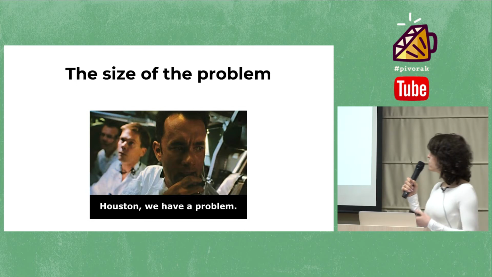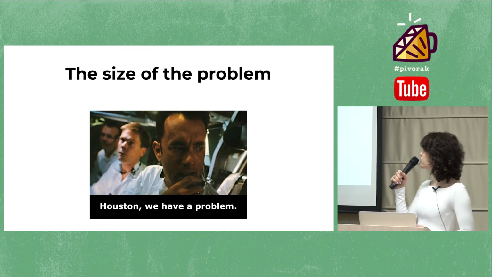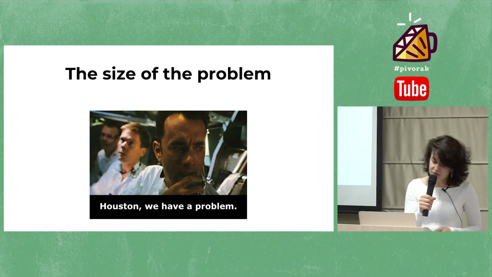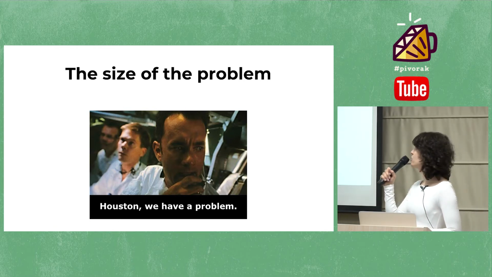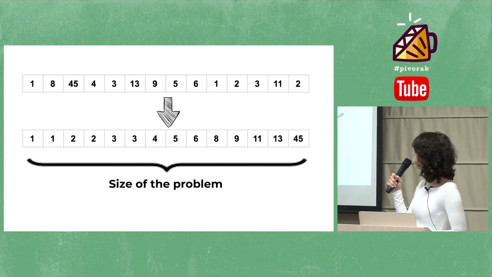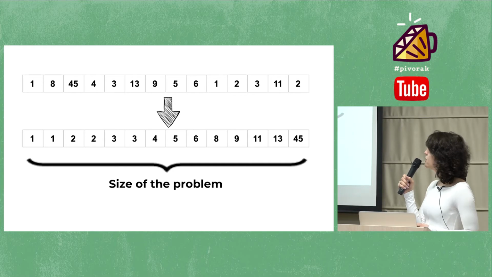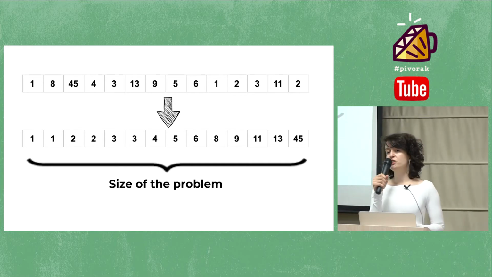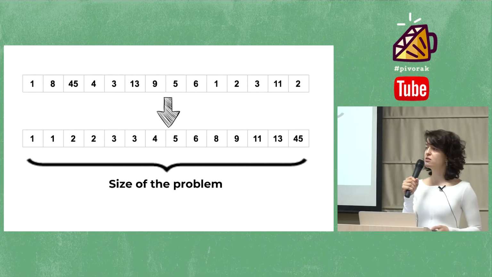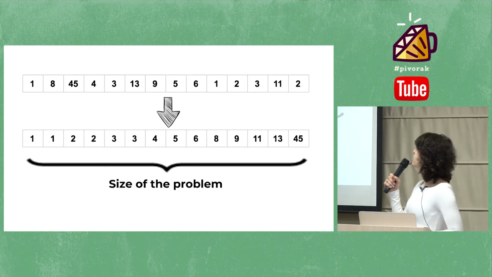But to better understand this, let's first define the size of the problem. What do we talk about when we talk about the size of the problem? It really depends on the task you're trying to solve. For example, if you're trying to sort an array of numbers, the size of the problem is just the length of the array. The larger your array, the more difficult it is to sort, and the more time it will generally take. So this is the size of your problem.